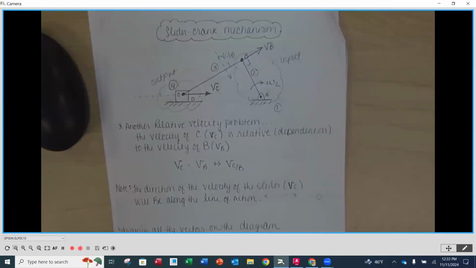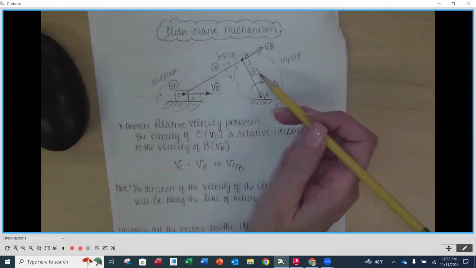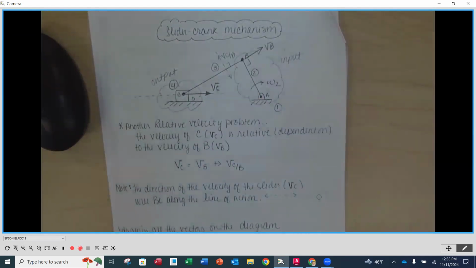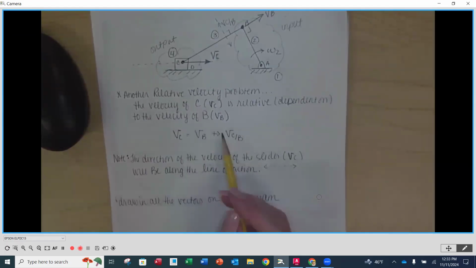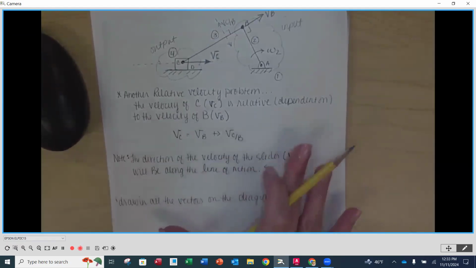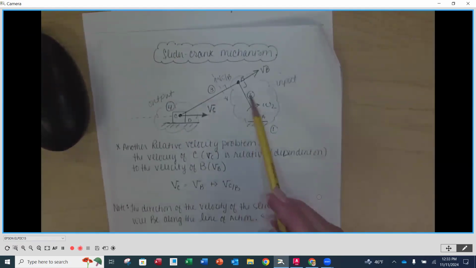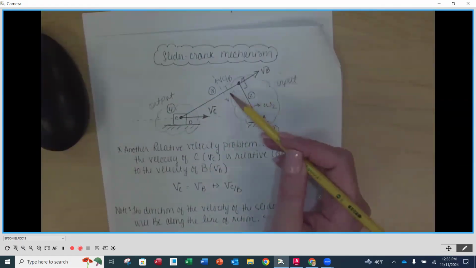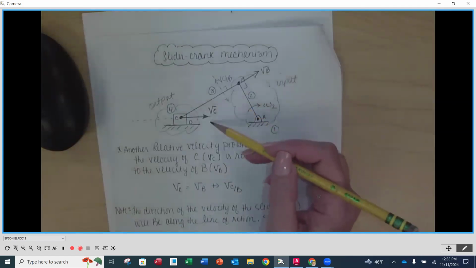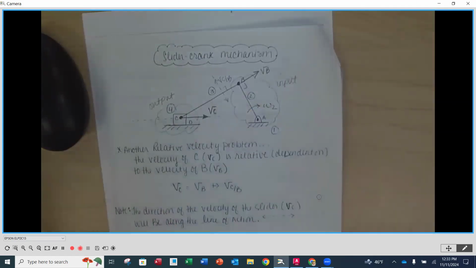Now for this problem as well, if we know everything about our input, what's going on over there, we can calculate our output using that relative velocity equation. So we'll be actively looking at this in our examples. So for this page, make sure you have the velocity of B, the velocity of C relative to B, and the velocity of C sketched on the kinematic diagram that we see there above.